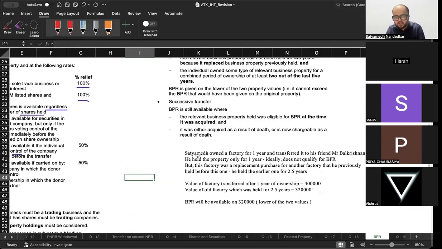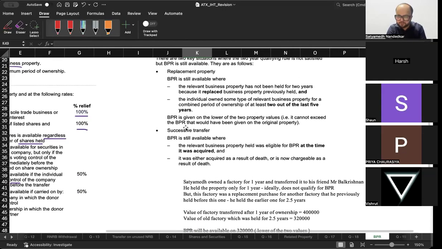Satyamed owned a factory for 1 year and transferred it to his friend. He held the property only for 1 year, so ideally it does not qualify for BPR. But this factory was a replacement purchase for another factory that he previously held, and he held that one for a period of 2.5 years. Value of factory transferred after 1 year of ownership is 4 lakh. Value of the old factory held for 2.5 years is 3,20,000. BPR will be available on 3,20,000, that is the lower of the two values.